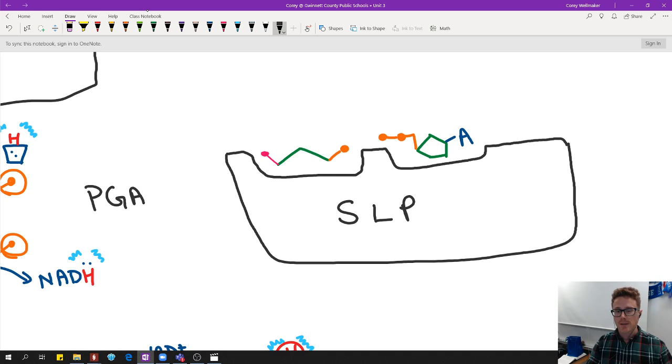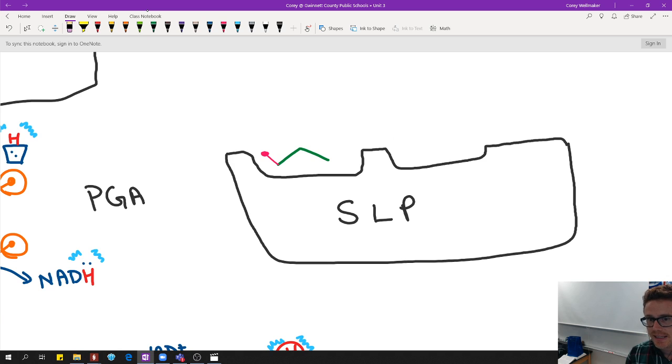These are substrates. They're going into an active site. The active site is going to rip a phosphate off of one organic molecule and transfer it over to another. So this enzyme is going to rip this phosphate off PGA and transfer it over to another organic molecule called ADP. This is now ATP. So this ADP has been recharged back into ATP, and it can leave.